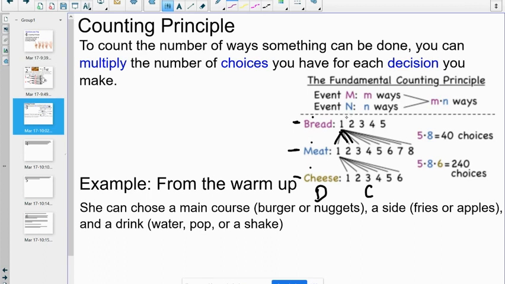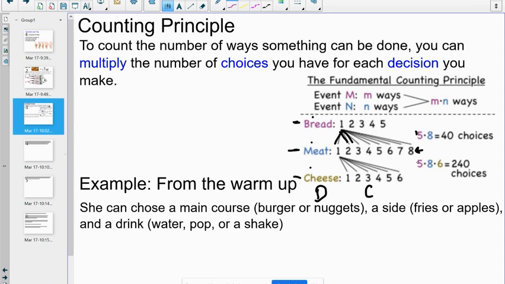And then we can multiply them by our number of choices that we have here. Like so, for each one you have 5 for this one here between our 3 decisions. So for this first decision, you have 5. So from going from the bread to the meat, it's saying 5 times 8 because there's 8 options here, or 8 choices. And that gets you 40.